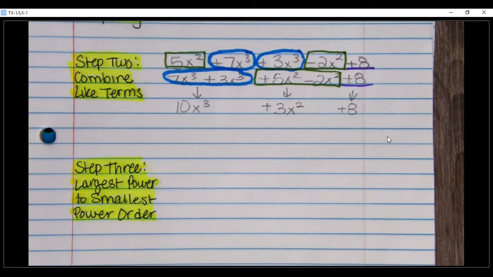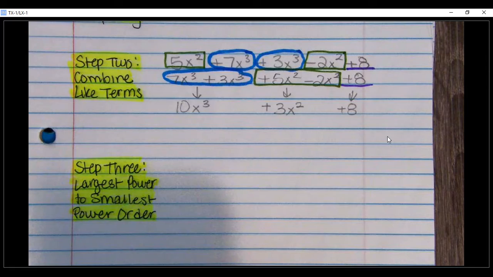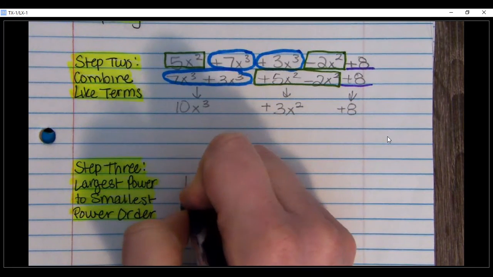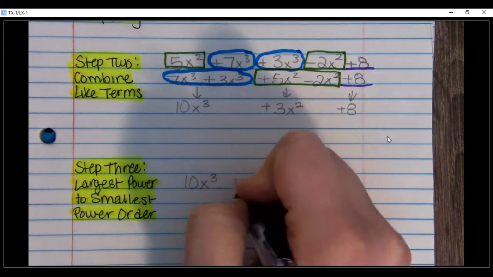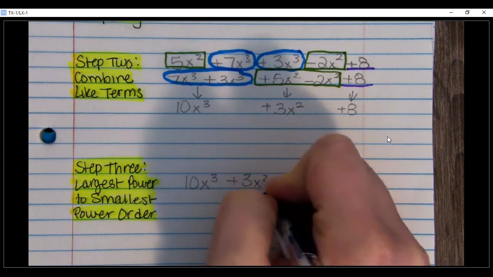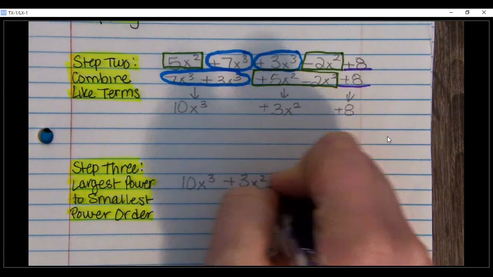So step 3, write the largest power to the smallest power in that order, and we already kind of did that. So our final answer is 10x cubed plus 3x squared plus 8. And we are all done.